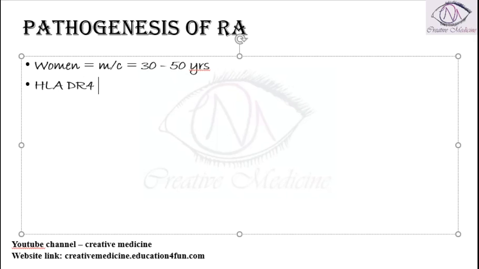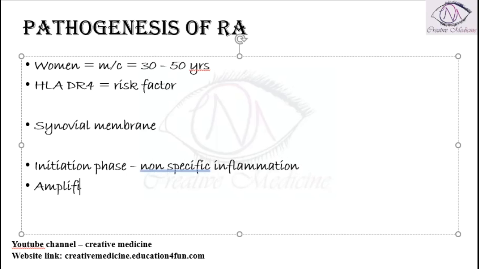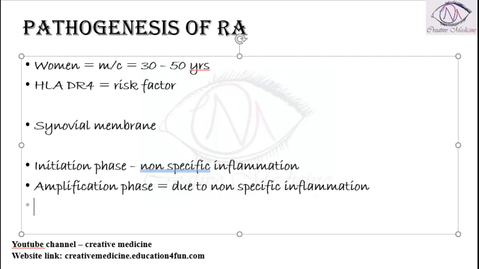HLA-DR4 is actually a risk factor for rheumatoid arthritis. Initially the disease is mainly present in the synovial membrane, and it has three phases. It has an initiation phase, which is mainly due to non-specific inflammation. Then we have the amplification phase, which also occurs mainly due to non-specific inflammation.